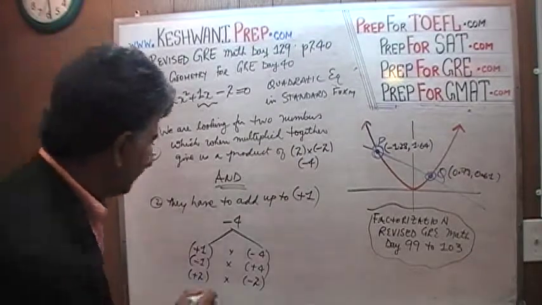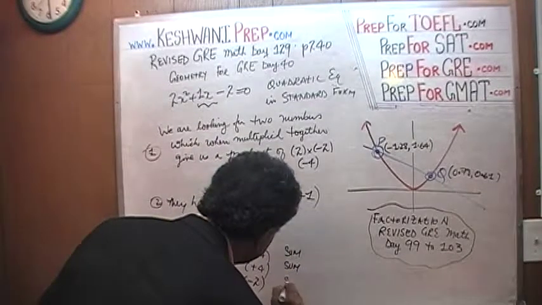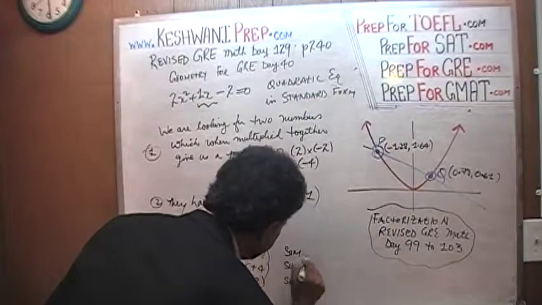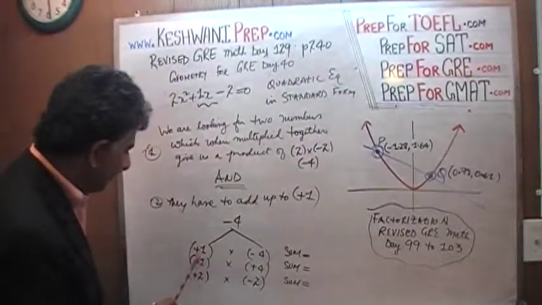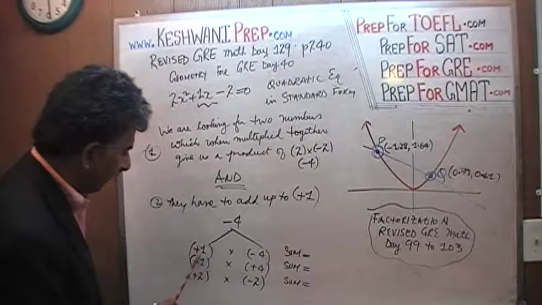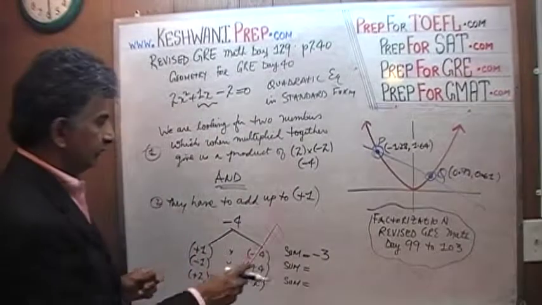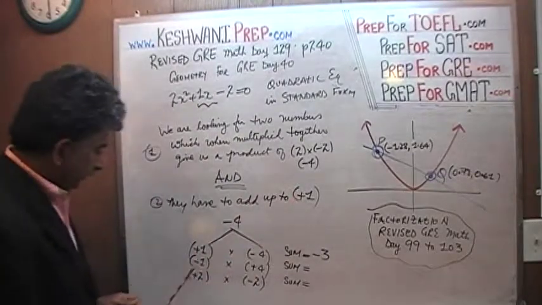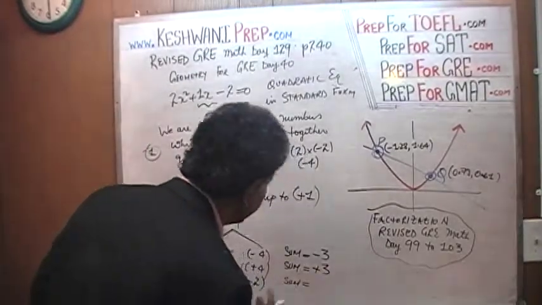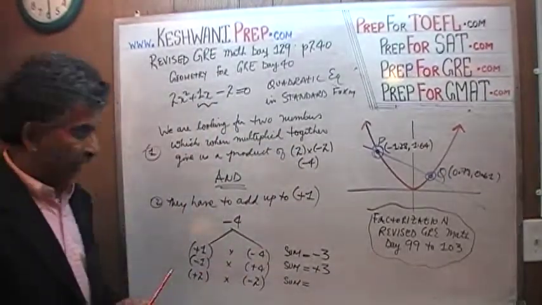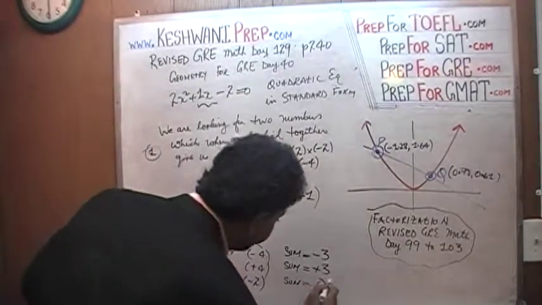Now what happens when we take their sum? The sum of positive 1 and a negative 4 is negative 3. We want the sum to be positive 1. The sum of negative 1 and a positive 4 is positive 3. That's no good. We want the sum to be positive 1. The sum of a positive 2 and a negative 2 is a big fat 0.